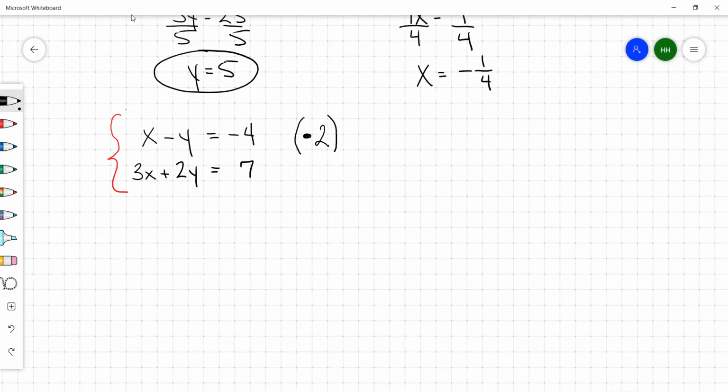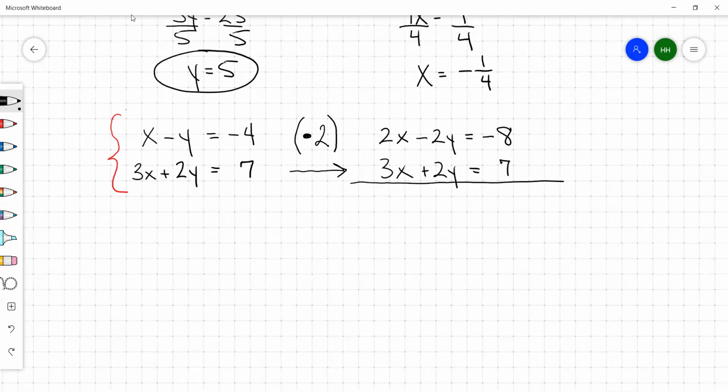So now we got to multiply everything in the equation by positive 2. So x times positive 2 is 2x. Negative y times positive 2 is negative 2y. And negative 4 times 2 is negative 8. We just rewrite or bring over the bottom equation. 3x plus 2y equals 7. And now we can combine the equations in order to eliminate a variable.